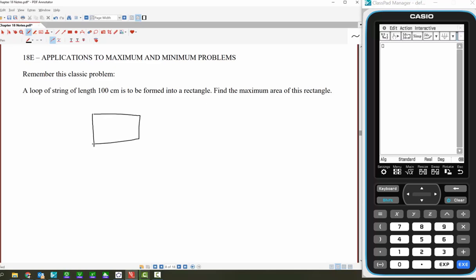So here's our rectangle, and we've got x, x, y, y. Now I know that 2x plus 2y equals 100. Okay, so the perimeter is 100. Now you might remember that what we want is to get the maximum area. So the area is the length times the width, or x times y.